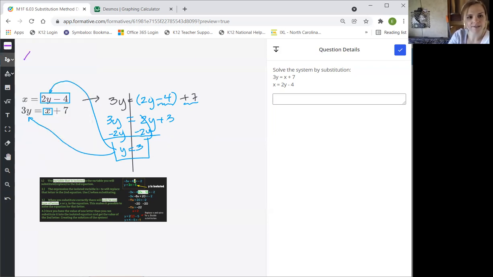So you get x equals 2 times 3 minus 4. 2 times 3 is 6 minus 4 equals -2. And remember, make sure you put them in order. So putting them in order, that would mean x goes first. So that'd be (-2, 3) would be your solution.